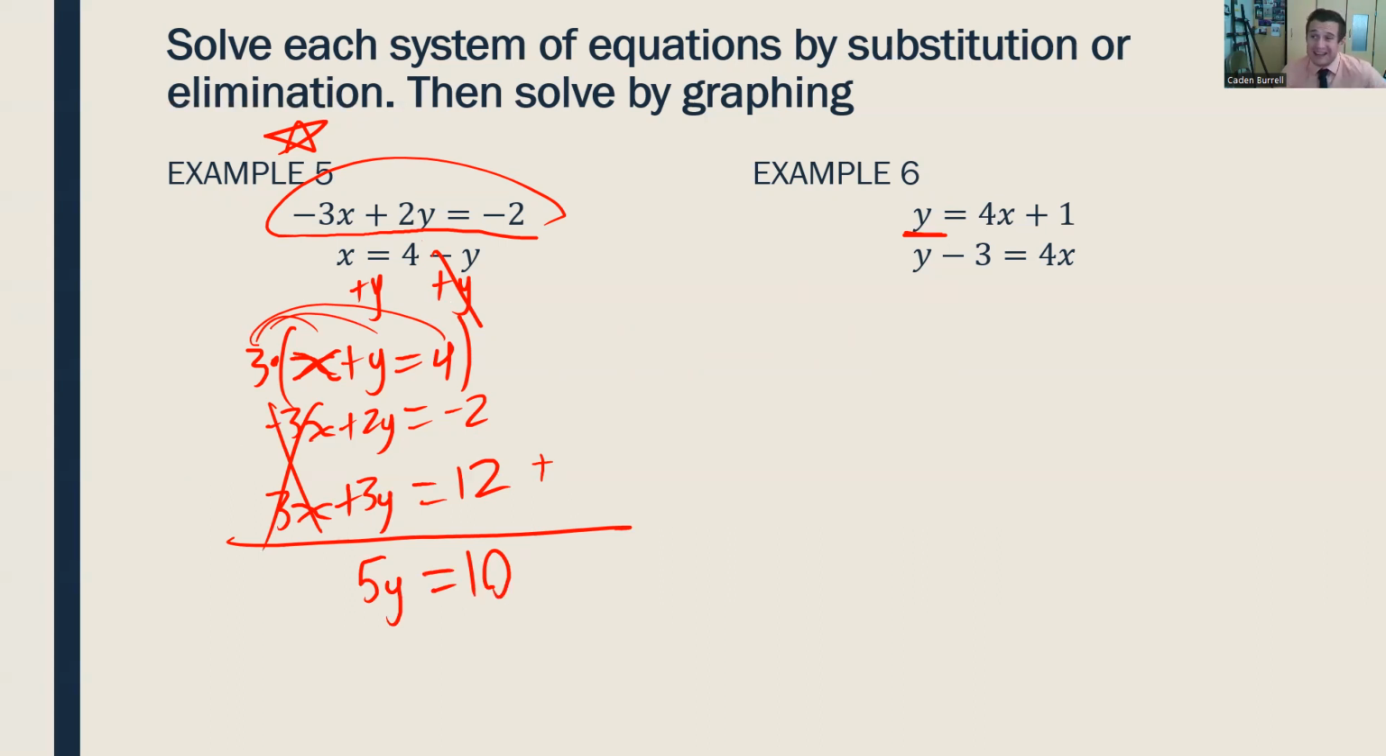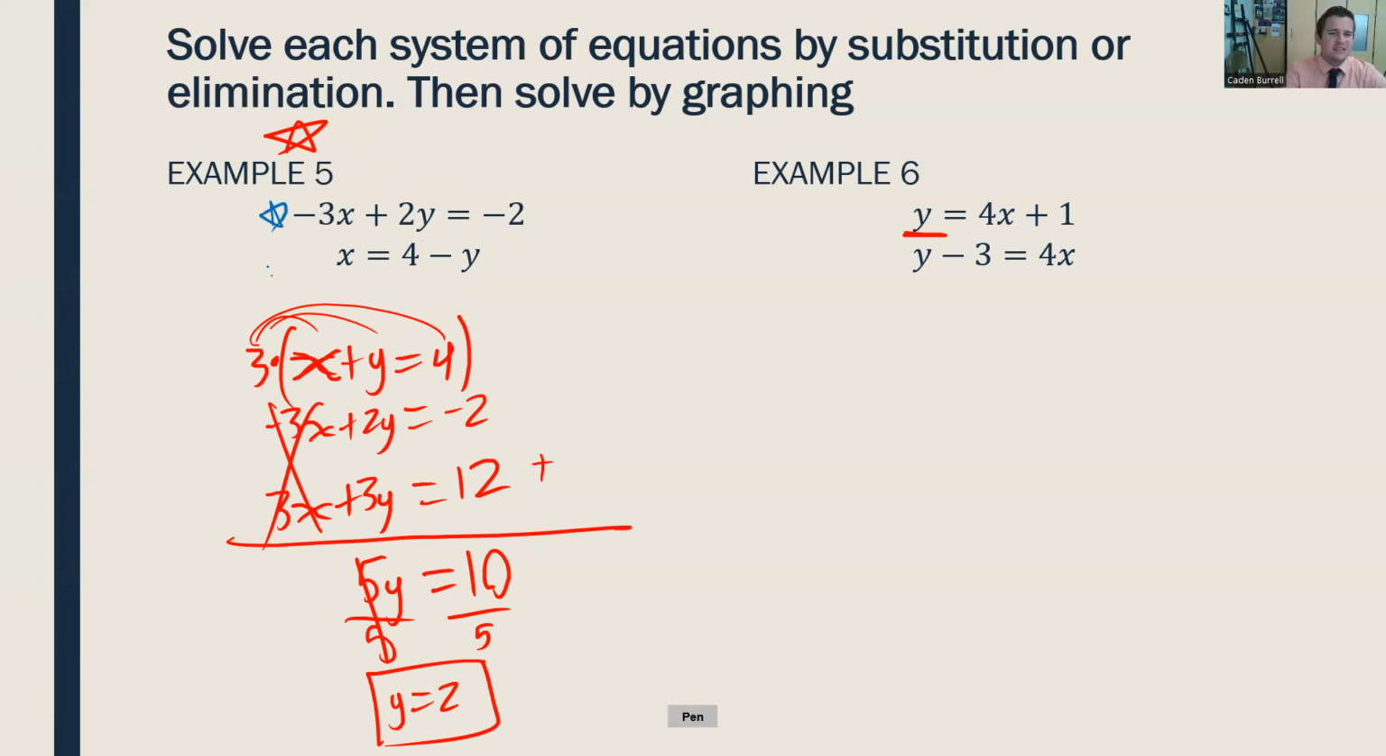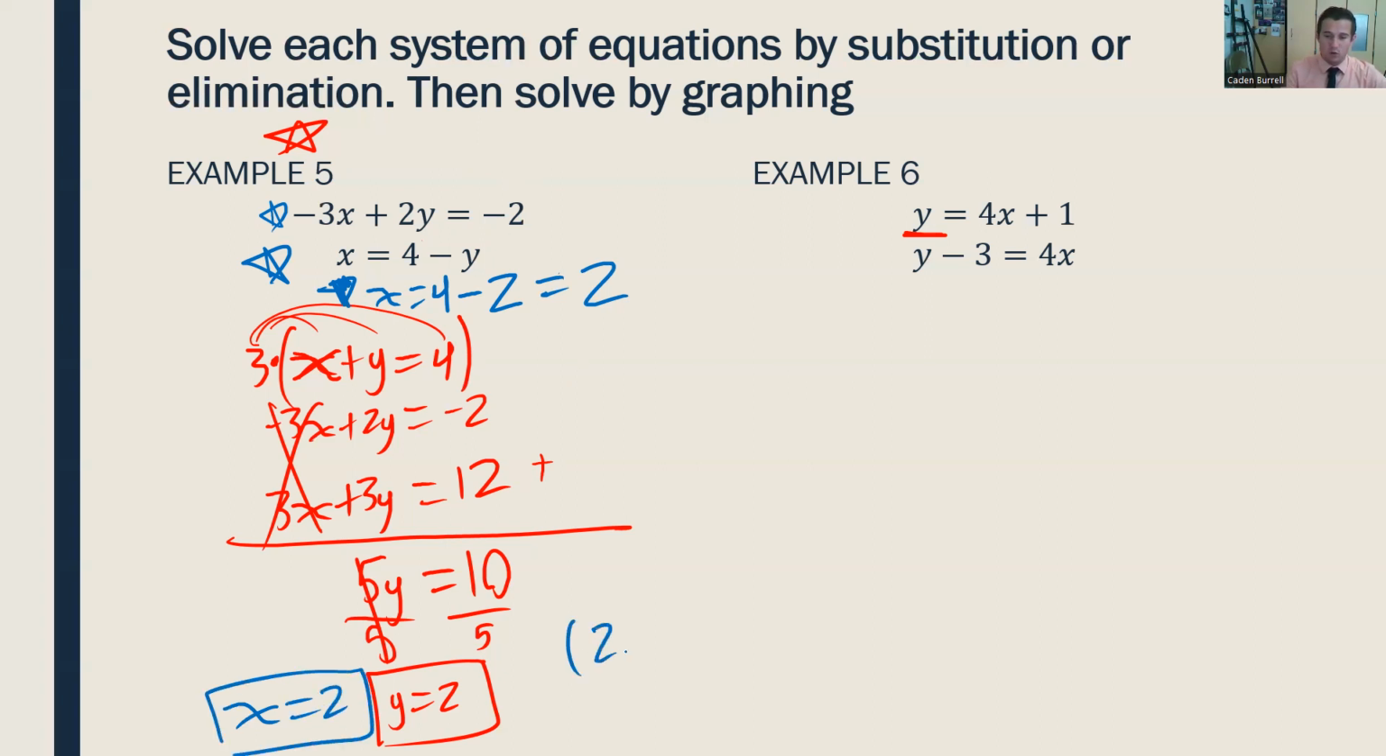Now I can just solve for y because it's the only variable that's left. I divide by 5 on both sides and I get y equals 2. There's the y coordinate of my solution. Okay, well now I'm going to plug this value of y that I found, which is 2, in for y in one of these equations. It doesn't matter which one. I'm going to plug it into this equation right here because I feel like that's going to be easiest to solve. x equals 4 minus 2, because y is 2. 4 minus 2 is 2. So my solution is x equals 2 and y equals 2, or as a coordinate point, (2, 2).